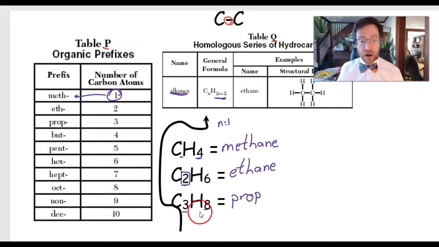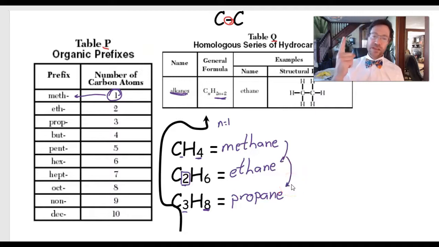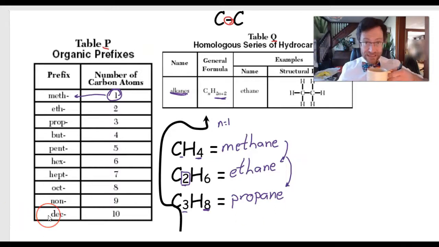The hydrogen to carbon ratio, that's the 2n plus 2, propane. Yeah, propane. You get it? Methane, ethane, propane. And this is what I meant by each consecutive member in a homologous series increases by 1 carbon. First you have methane, then ethane, then prop, but, pent, hex, hep, whatever, all the way up. We will not go past decane.